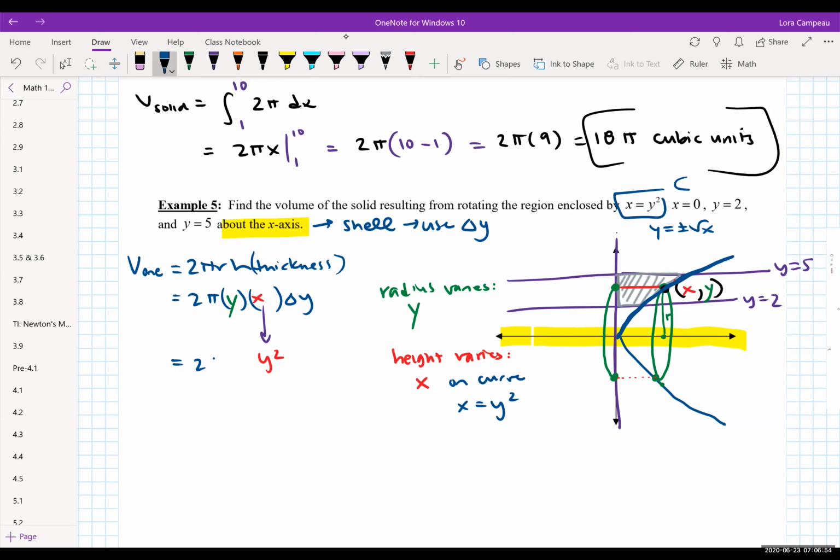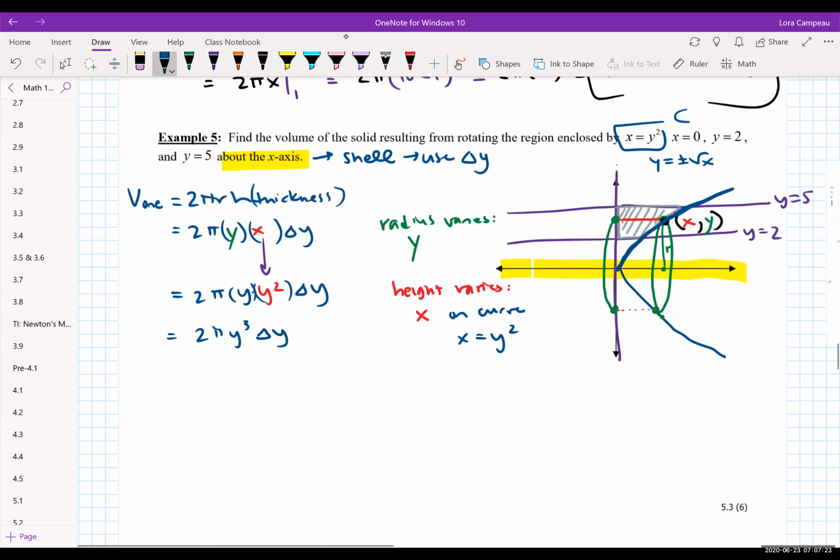So we have 2 pi y times y squared, delta y, and to clean it up a little bit, 2 pi y cubed. Why did I say delta x? I guess I'm thinking ahead. But it is still delta y. Things don't change in the middle. So 2 pi y cubed delta y. And now we're ready to find the actual volume.